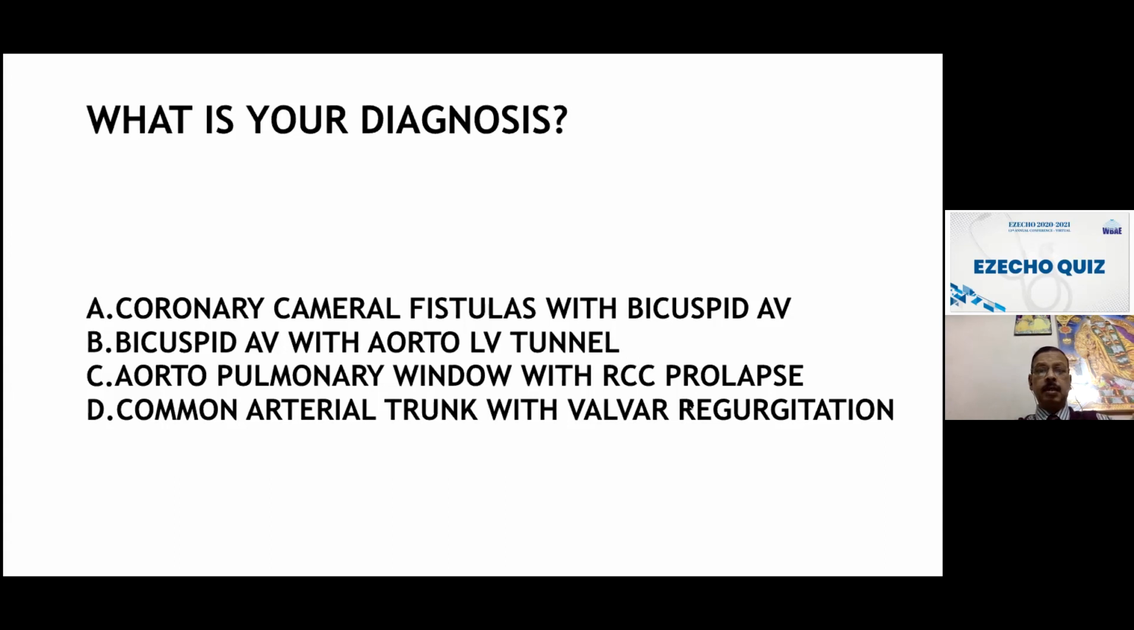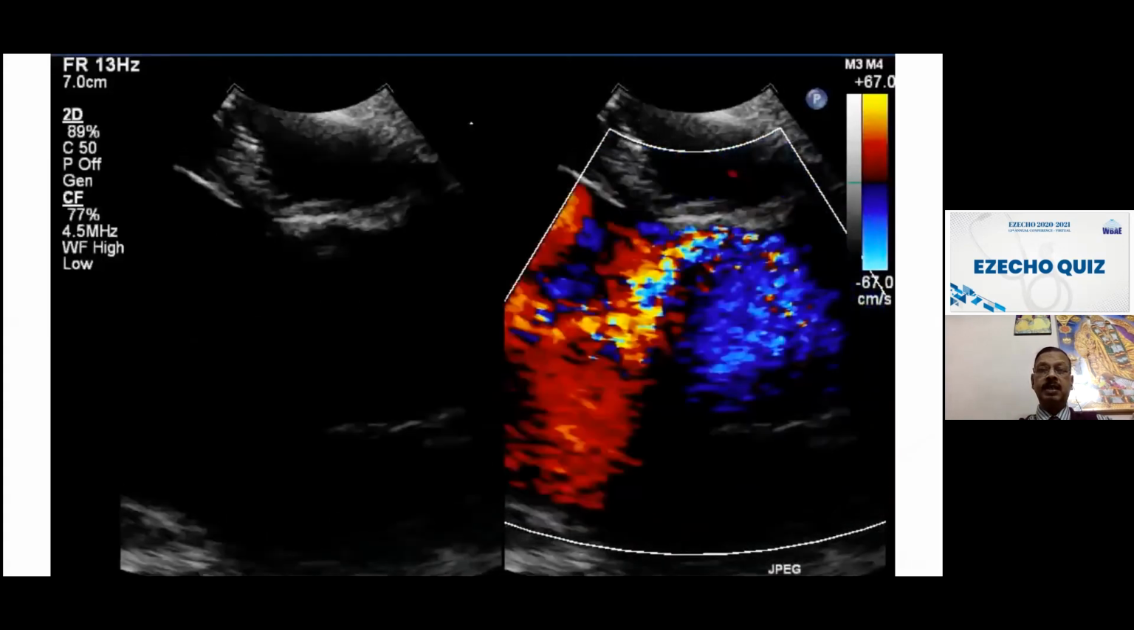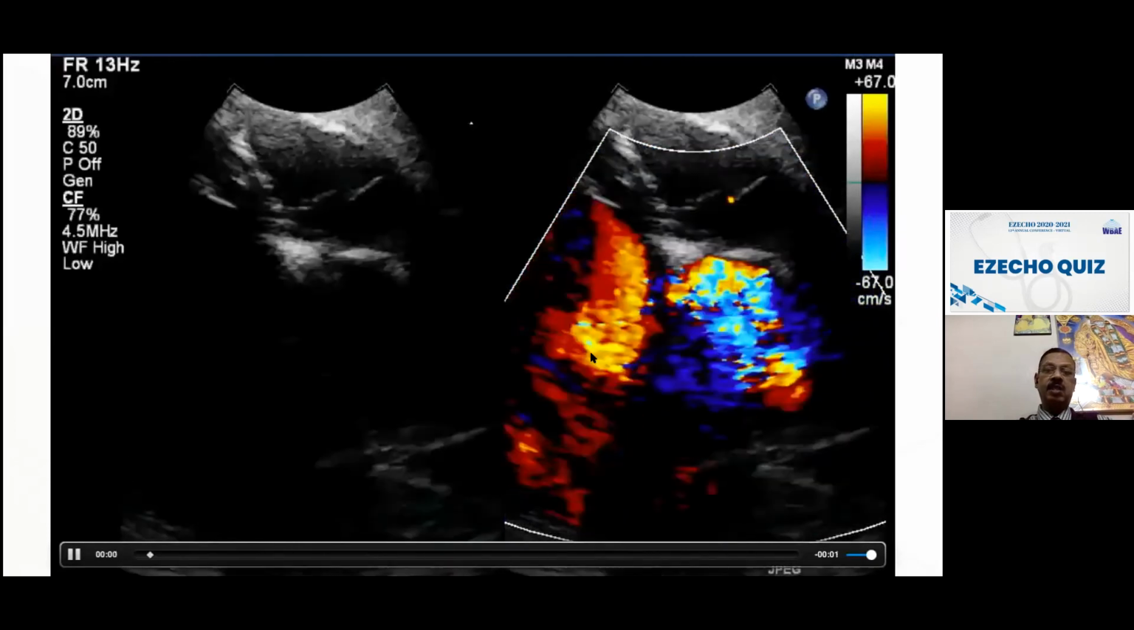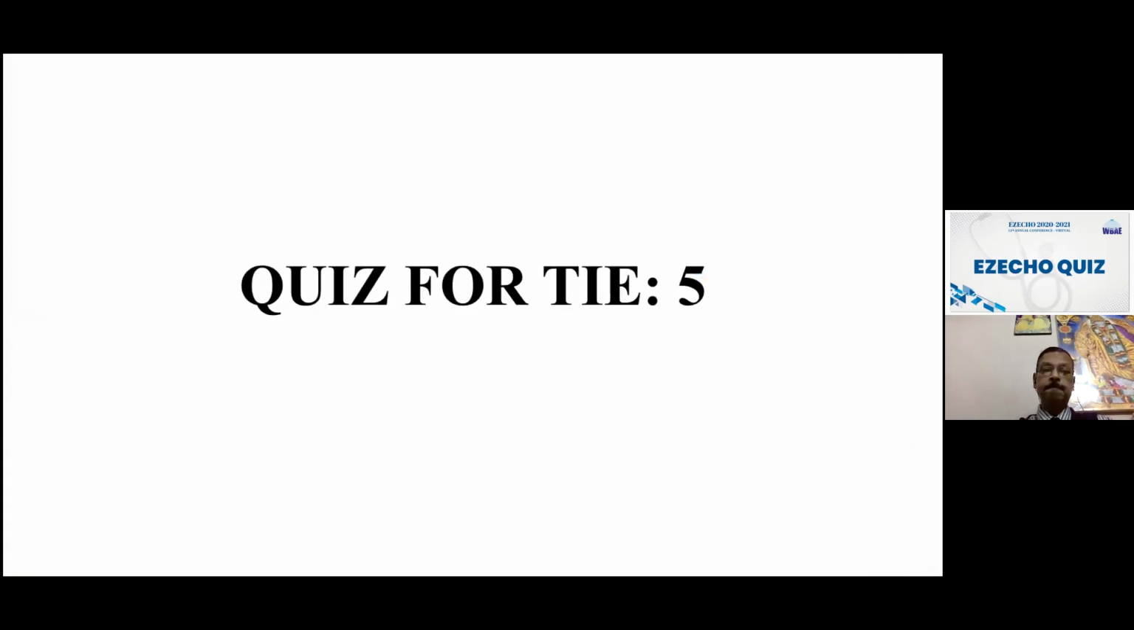B and A options are also evenly distributed. That is the coronary cameral fistula with bicuspid aortic valve, and the bicuspid aorto-LV tunnel. And these are the two options. Unfortunately, B option is correct. That is the bicuspid aortic valve with a large aorto-left ventricular tunnel. And you can see it very clearly in this picture. There is a large aorto-left ventricular tunnel. Bicuspid valve is well seen.